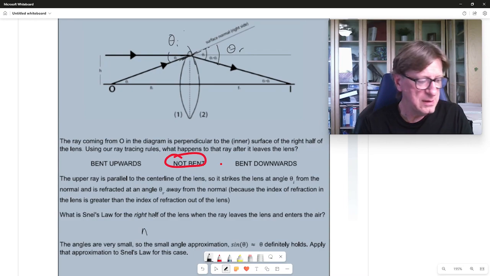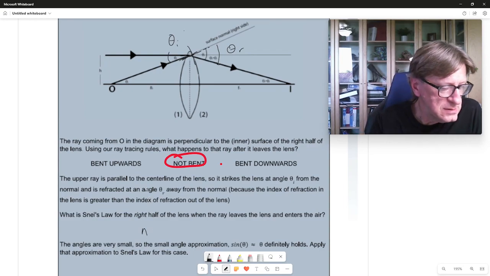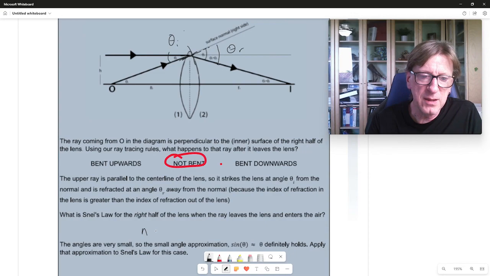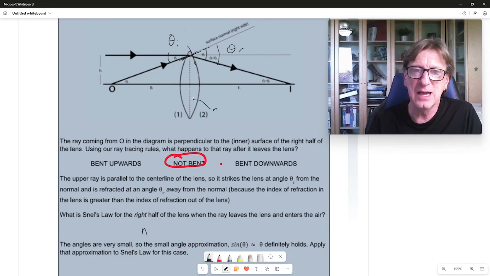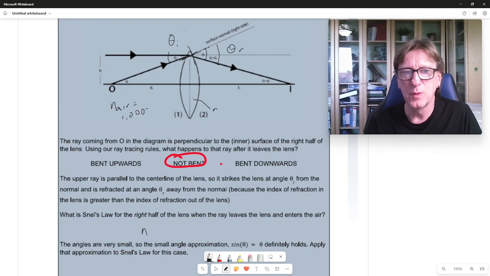Well, that's going to be n, in this case, my incident angle. We've decided n is inside here. And if we're going to be in air, the index of refraction of air is basically 1. It's 1.0003, but to 4 significant digits, we can treat it as 1. So n of our glass, we're just going to use n.